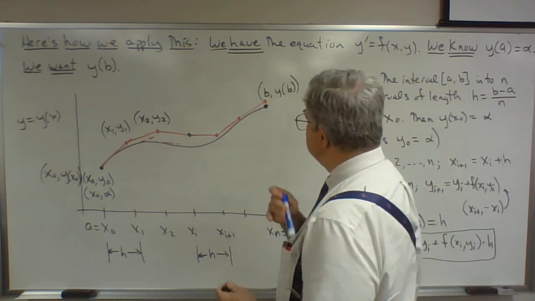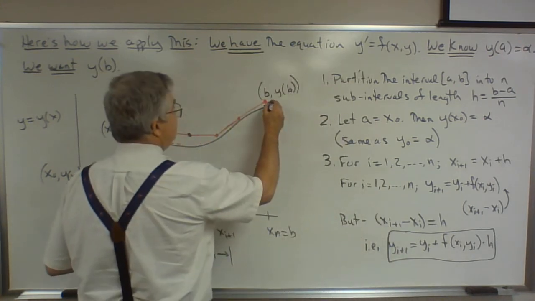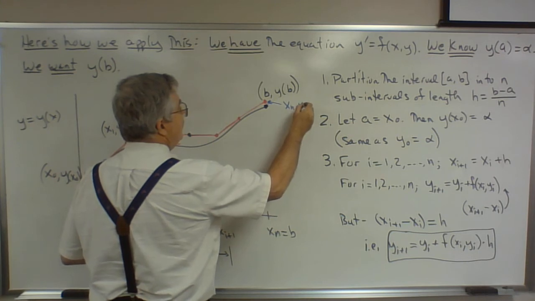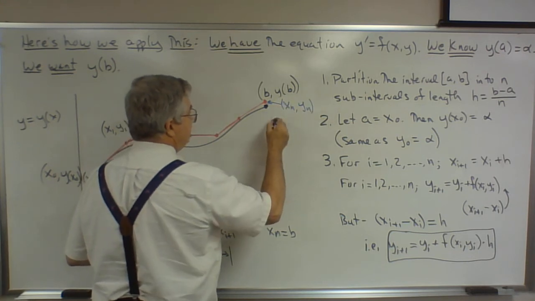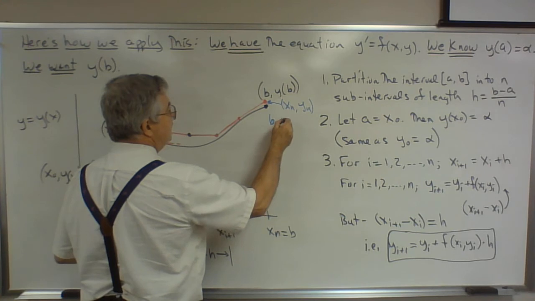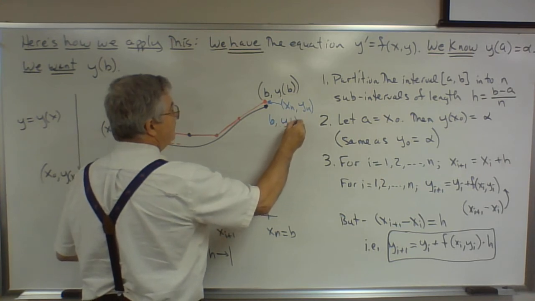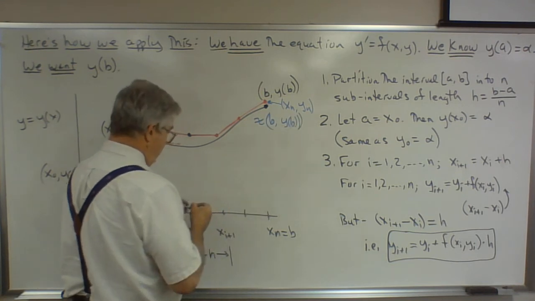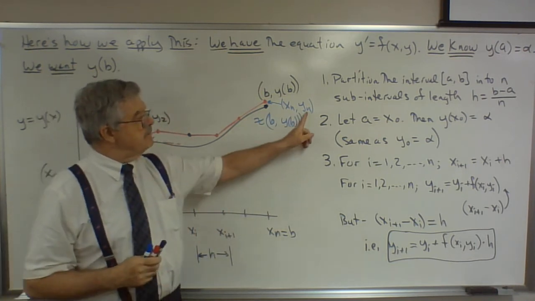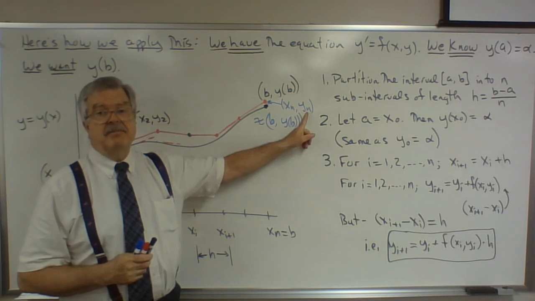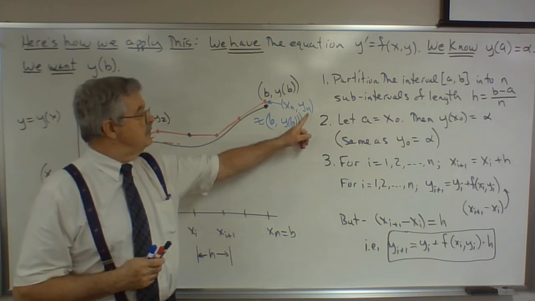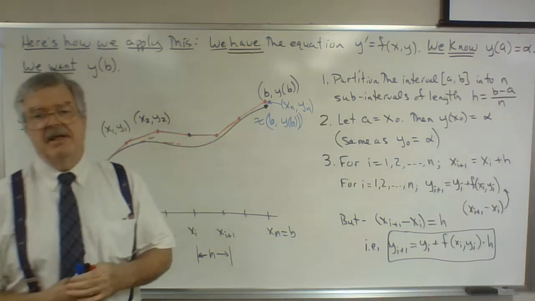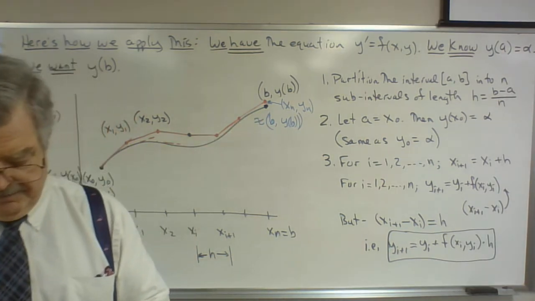And this point right here will be x sub n, y sub n, or b, y of b, approximately. So our y sub n is going to be approximately equal to y evaluated at b, which is the solution to our differential equation.